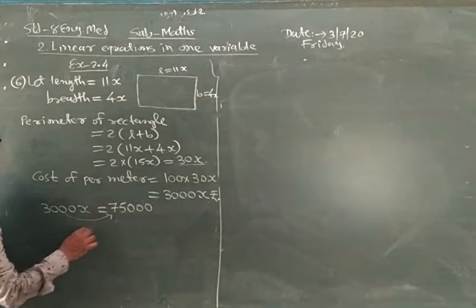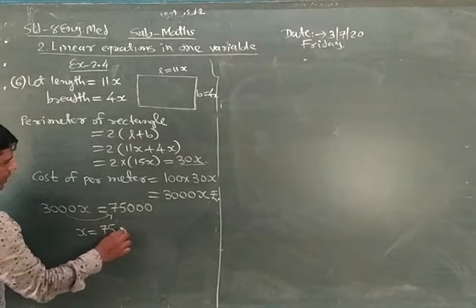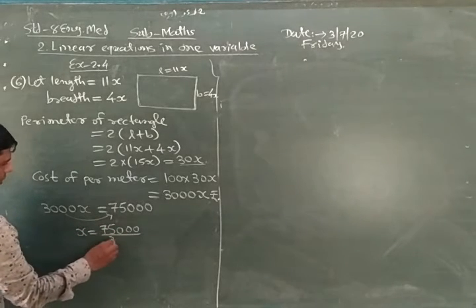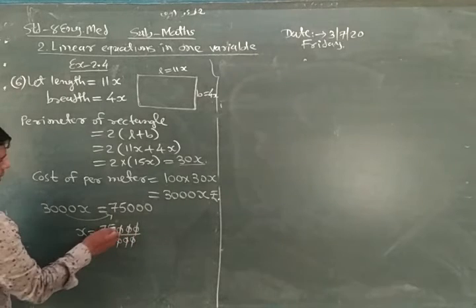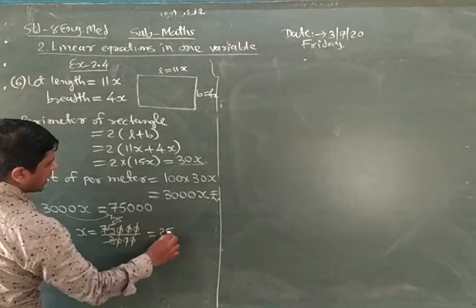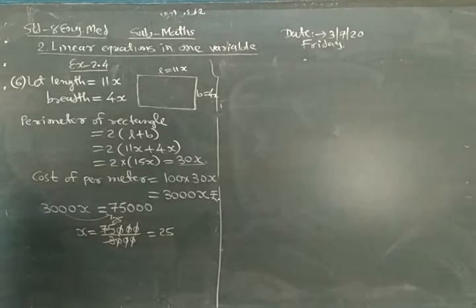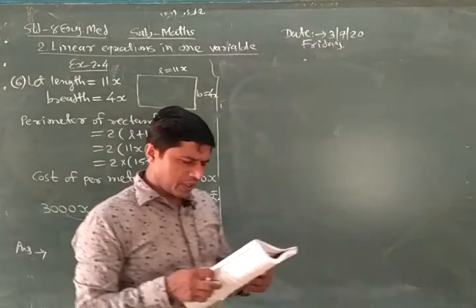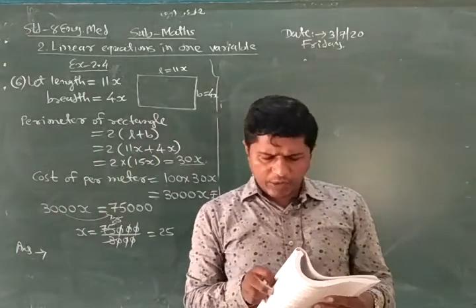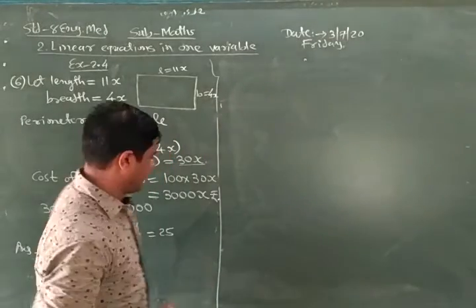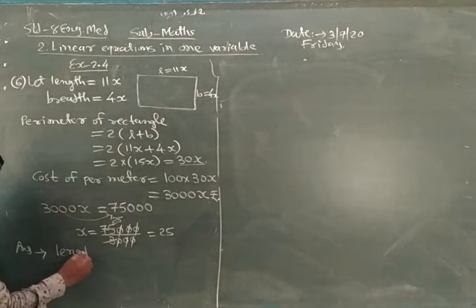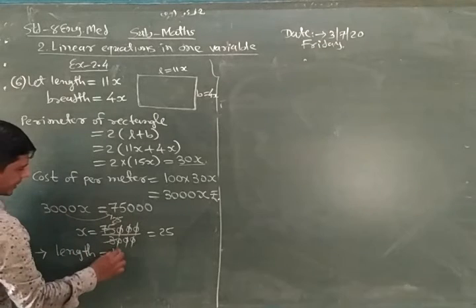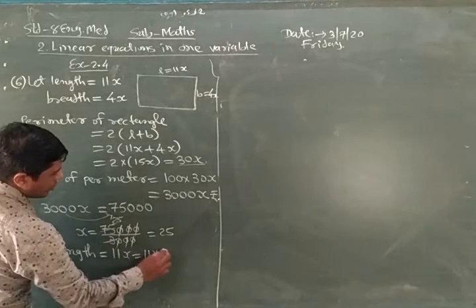Now this multiplier goes to the other side, so divide: 75,000 upon 3,000 is 25. 25 times 3 is 75. So x is 25. In the question we want to find what the dimensions of the plot are. It means length and breadth. So length is 11x, so 11 into 25.